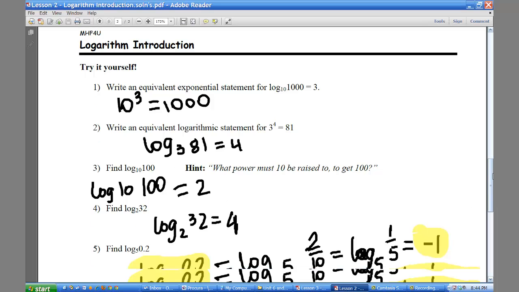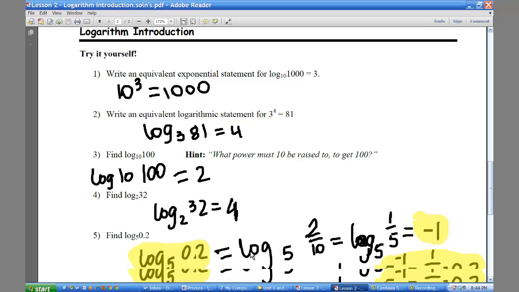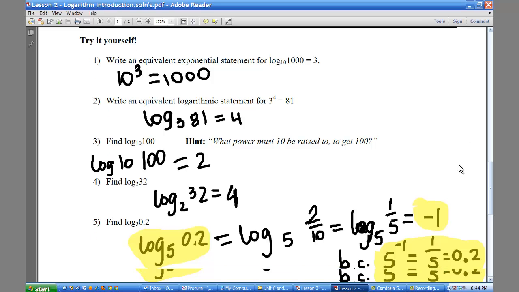Find log 2 of 32. Which exponent did you raise 2 to get 32? You raised it to the power of 4. 2 to the power of 4 will give you 32.